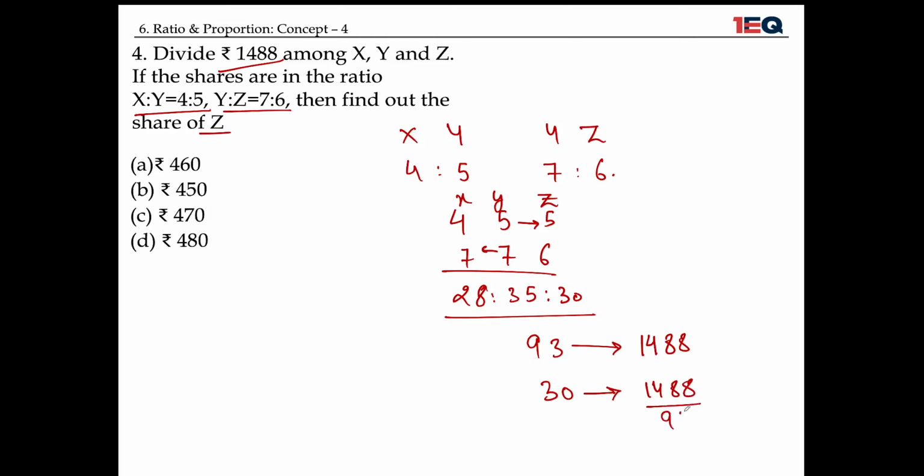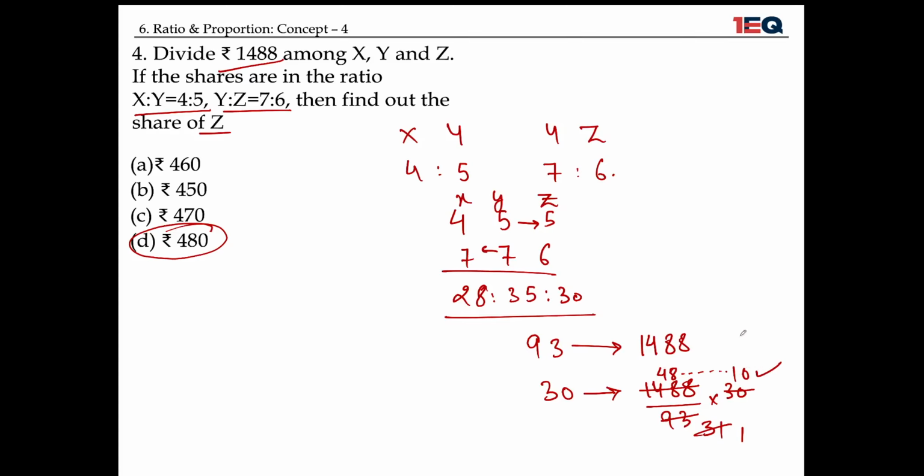1488 upon 93 into 30. 3 10s are 30, 3 3s are 9, 3 1s are 3. Okay, so 31 1s are, I believe this is 31 4s are, and in the end the unit digit is 8, so I'm assuming that it would get cancelled at 8. And we also have 480 in the option, and I really got excited about it, that 480 is our correct answer, and that is what we are getting.